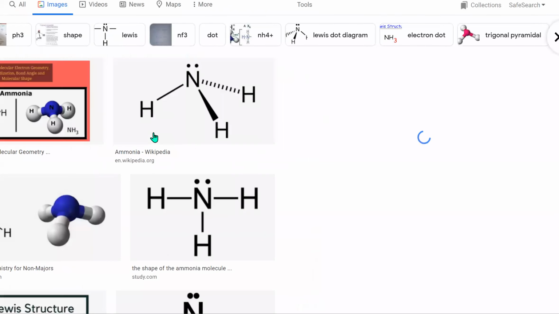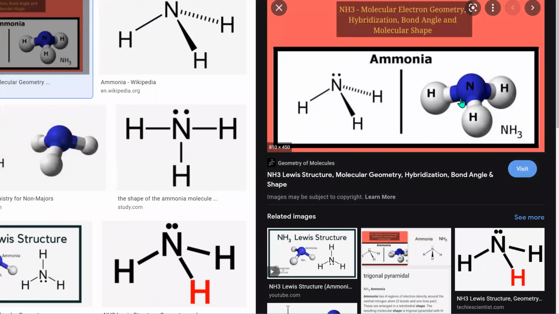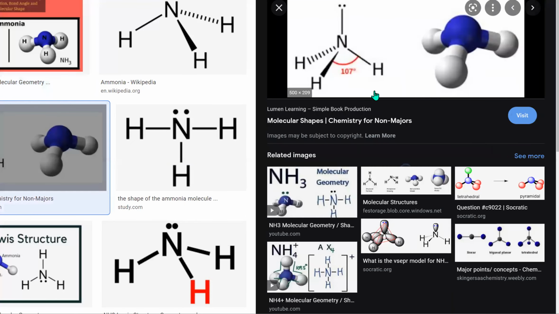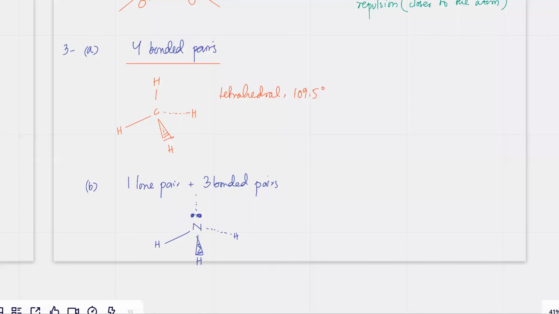So maybe this one, it's like a pyramid. There are a bunch of electrons at the top, but the top is missing. There's nothing attached to it. This one shows the tetrahedral arrangement, except you won't count the top, there's nothing there. And also remember, the lone pairs are going to exert a greater repulsion.